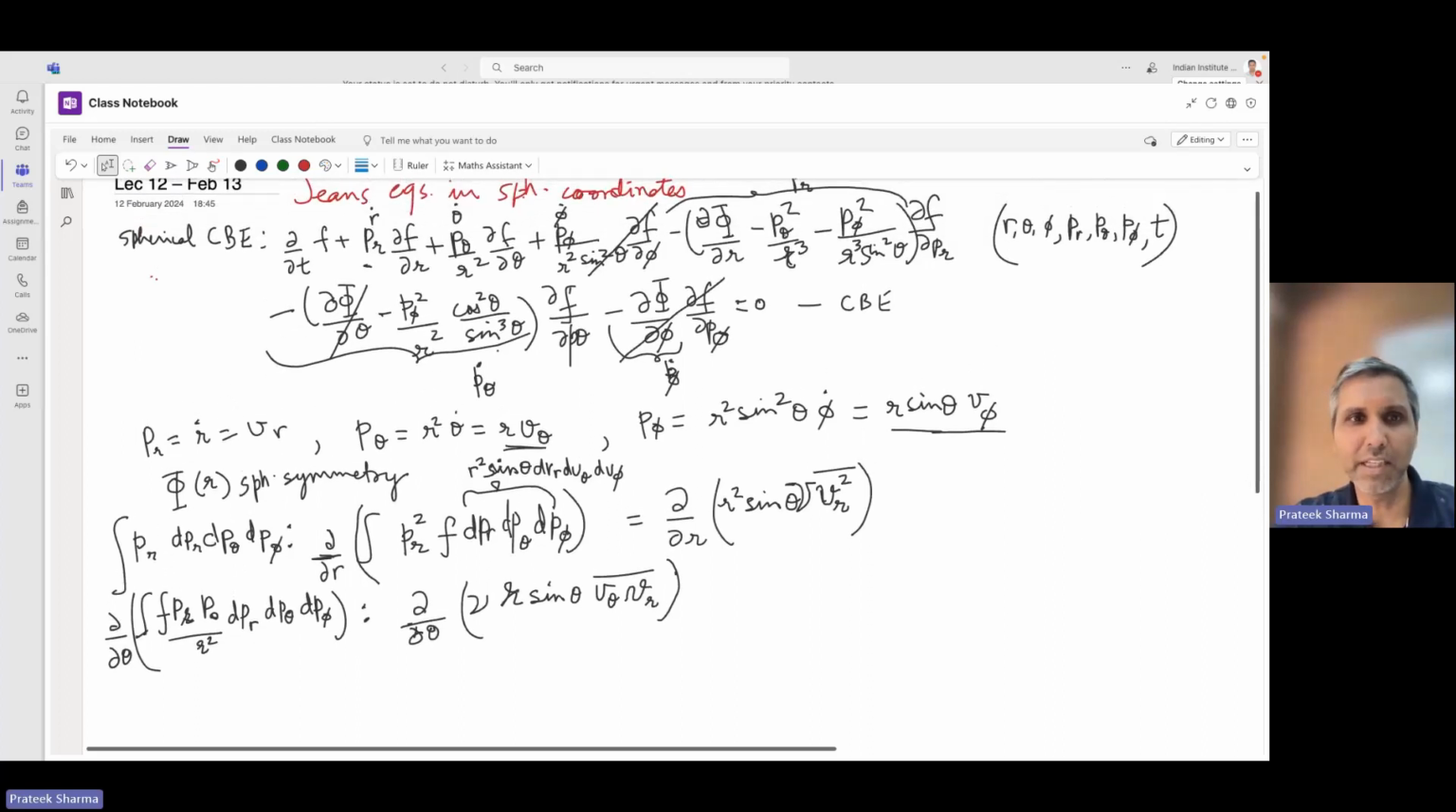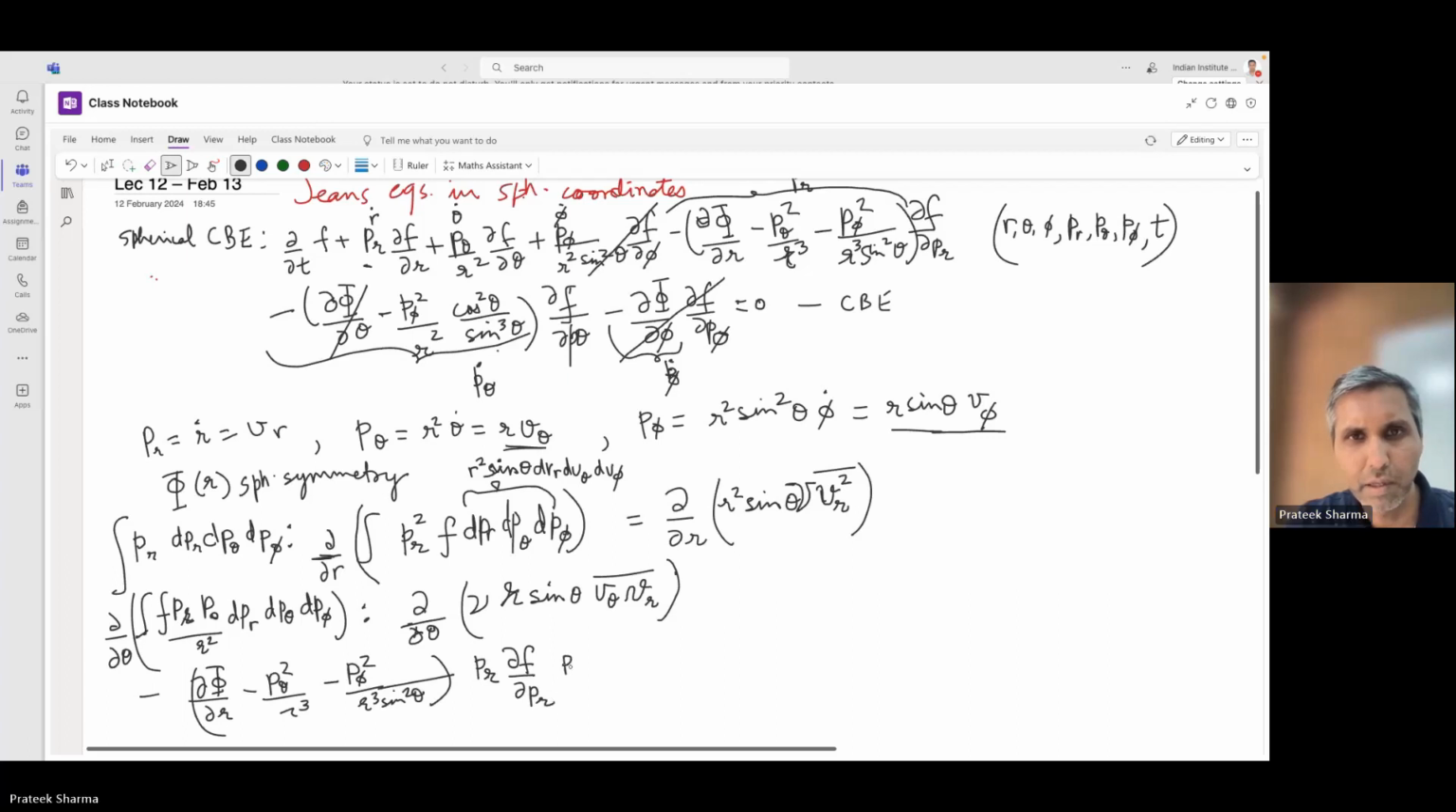Okay, let's look at this next term. If we do the integration of this, what do we get? Minus ∂phi/∂r minus p_theta squared by r cubed minus p_phi squared by r cubed sine squared theta, times p_r ∂f/∂p_r, dp_r dp_theta dp_phi. Okay, this is the next term that we'll have. We'll do these terms separately.